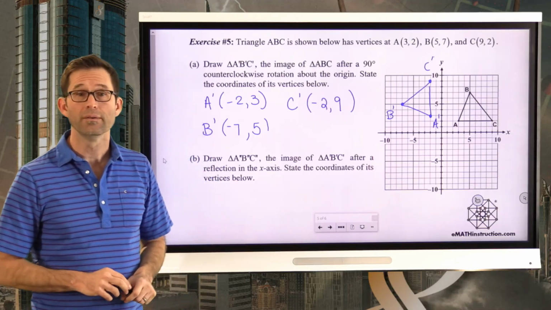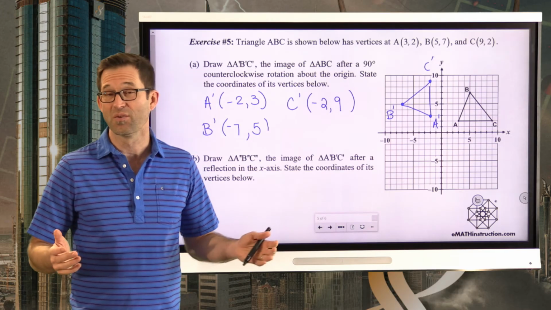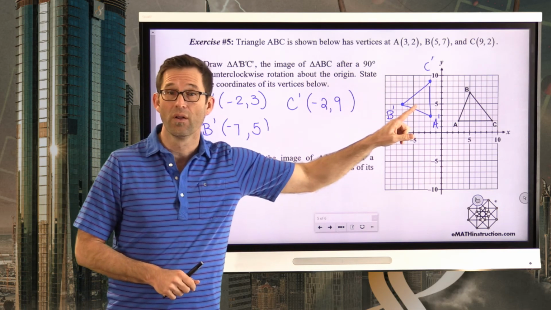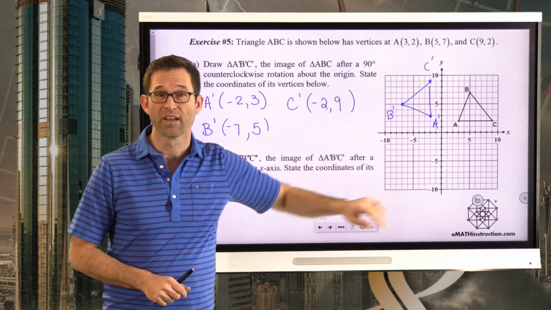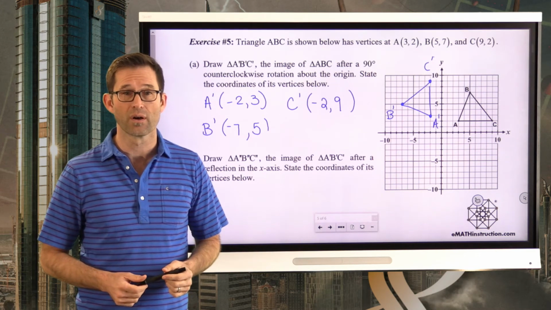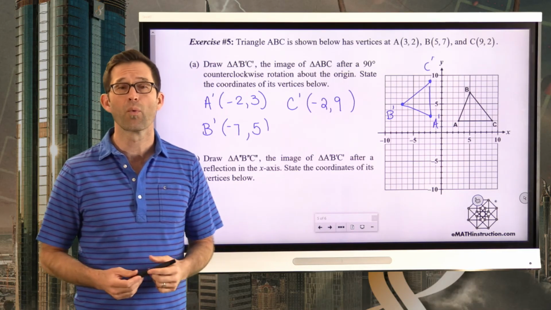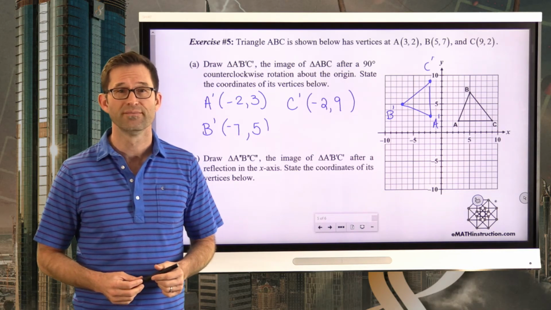Now letter B asks us to draw triangle A''B''C'', the image of A'B'C', after a reflection in the x-axis. State the coordinates of its vertices below. All right, so now we just want you to take this triangle and reflect it across the x-axis. Go ahead and do that and figure out what the coordinates of its vertices are. Take a few minutes to do this. Pause the video now and remember what you've already learned about reflections.